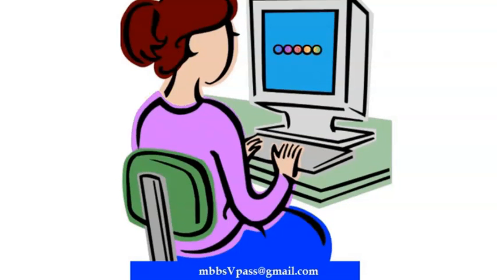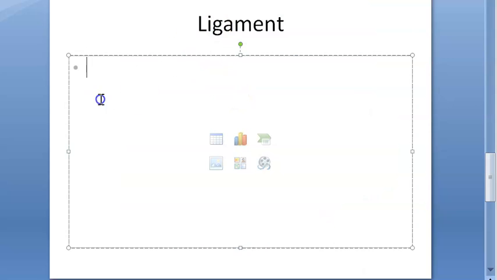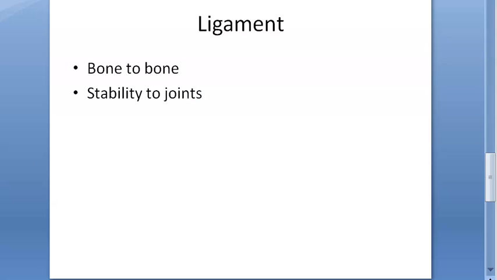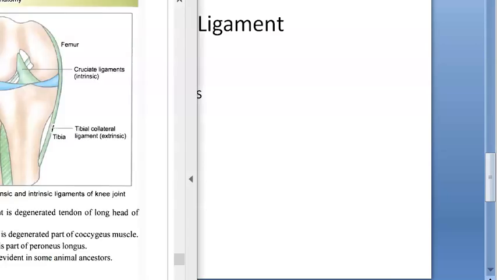Guys, we have to cover a little more terminologies. Okay, ligament, we told you it connects bone to bone, right? So basically, this will provide stability to these bones, right? Stability to joints, etc. So there are a lot of ligaments. When you look at the knee joint, look at this example here.